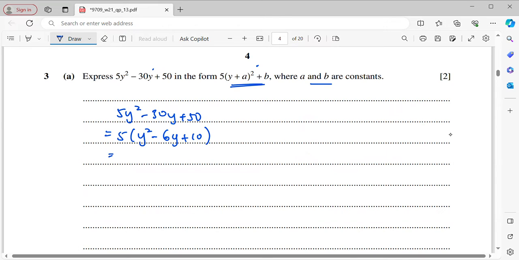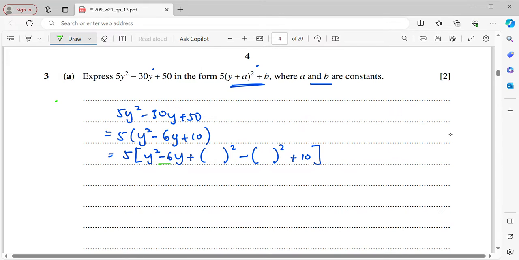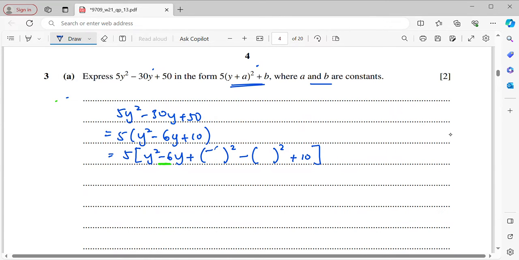Then after that, according to the completing the square method, you need to rewrite the first two terms in a square bracket squared, minus the bracket squared, and then plus another 10 outside. Plus 10 before the close bracket. The term inside the brackets will be the coefficient of y divided by 2. So that means it's minus 6 divided by 2. I will just show you step by step.